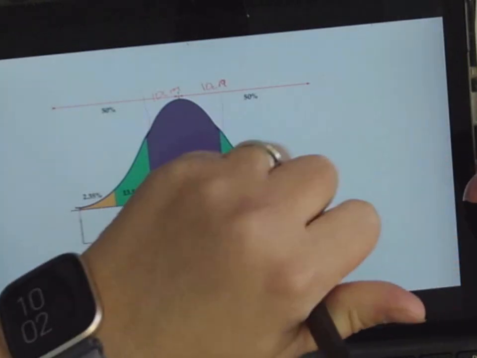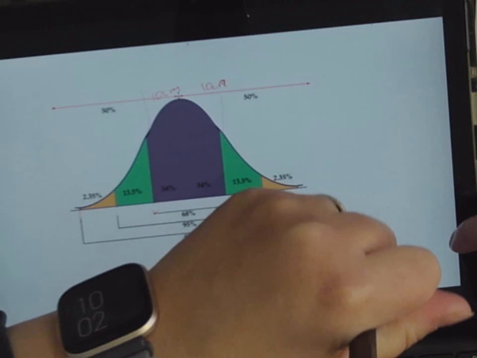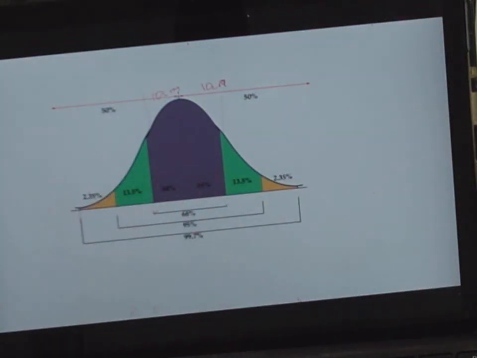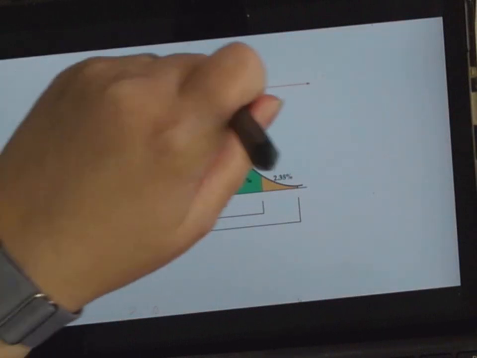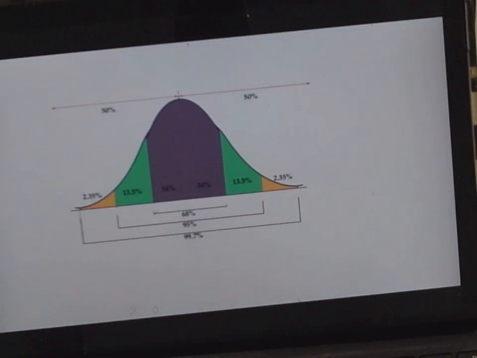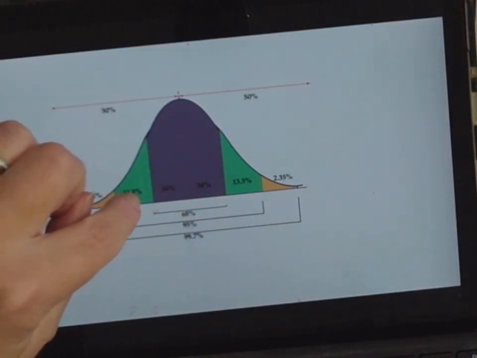I'm not sure about putting in all the percentages, because they have it all broken down for you, right? Do you know that of that 68, 34 is above the mean, 34 is below the mean. Of the 95, half of 95 is, what's half of 95? 47.5, thank you. Half of 95 is 47.5.